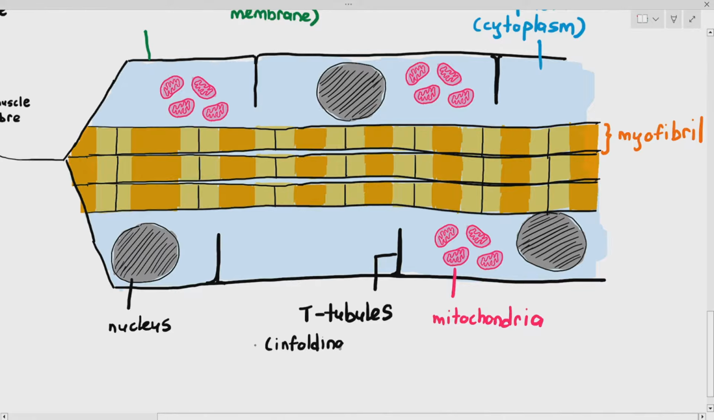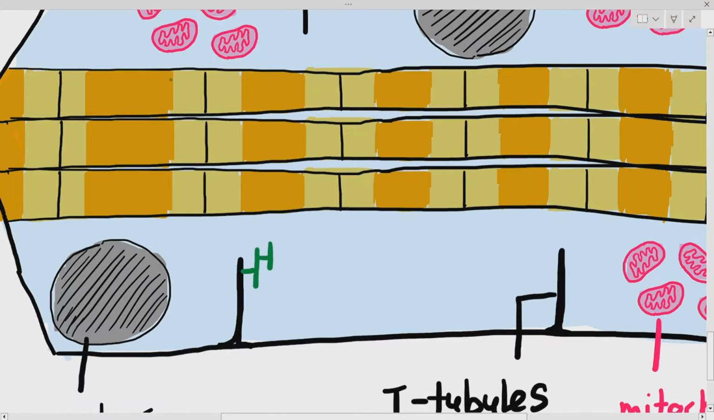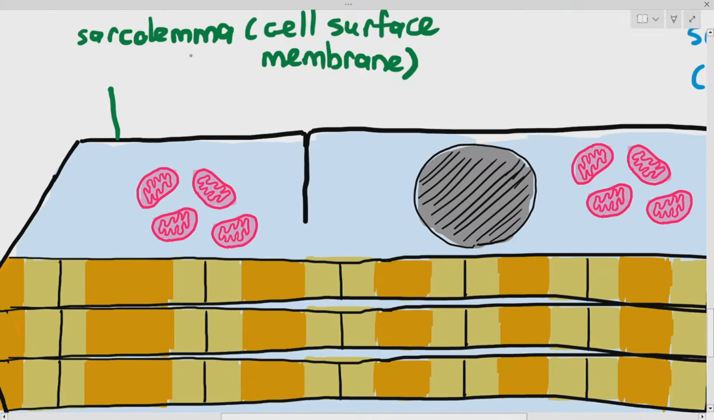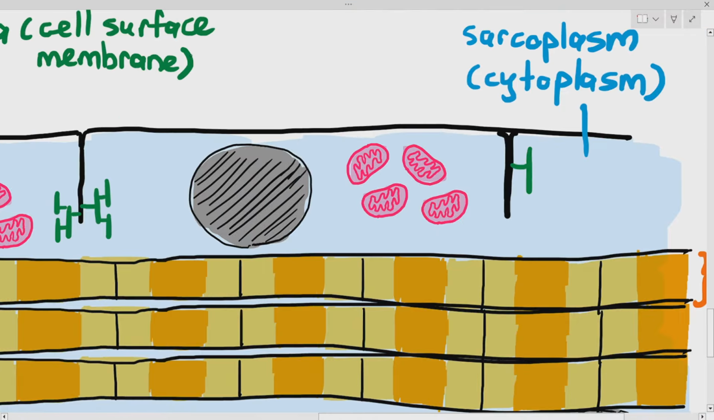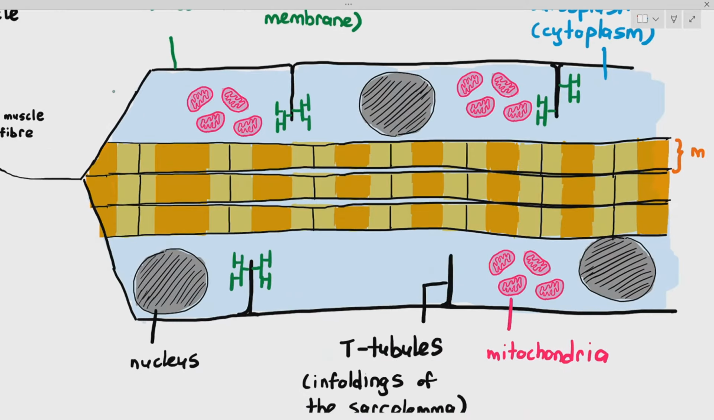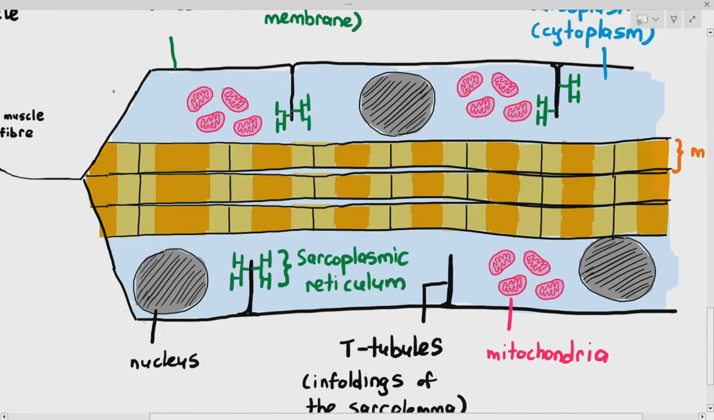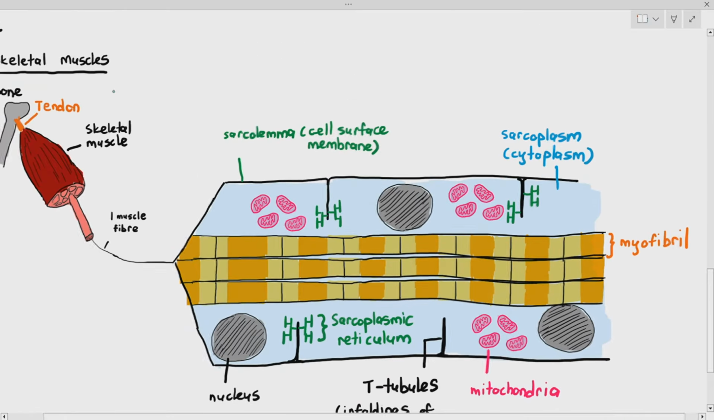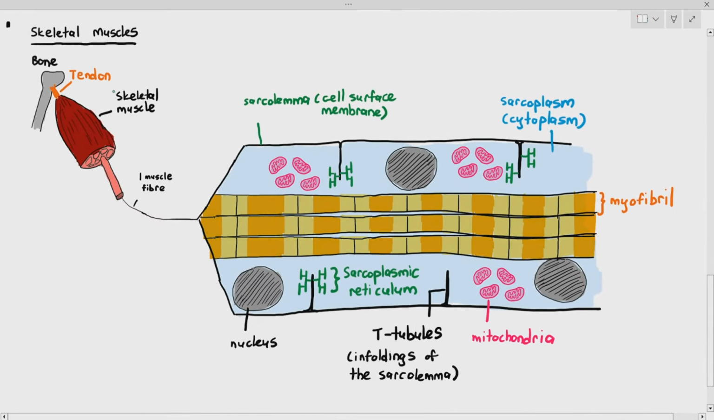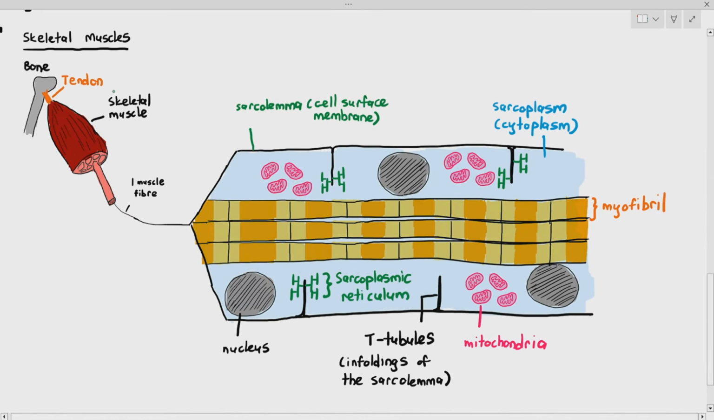So the T-tubules are just the infoldings of the sarcolemma. They are made out of cell membrane, by the way, and the T-tubules are connected to these weird structures which I'm drawing in green, and those structures are referred to as sarcoplasmic reticulum, not endoplasmic reticulum. Technically it does look like an endoplasmic reticulum, but because it's inside the muscle fiber, we give it a different name. We call it the sarcoplasmic reticulum, and unlike the smooth ER and the rough ER, it has a slightly different function. We will talk about the function later.